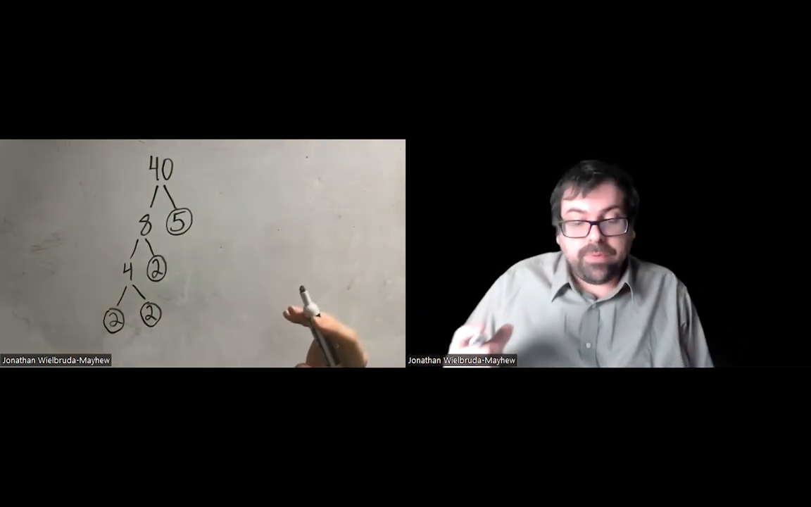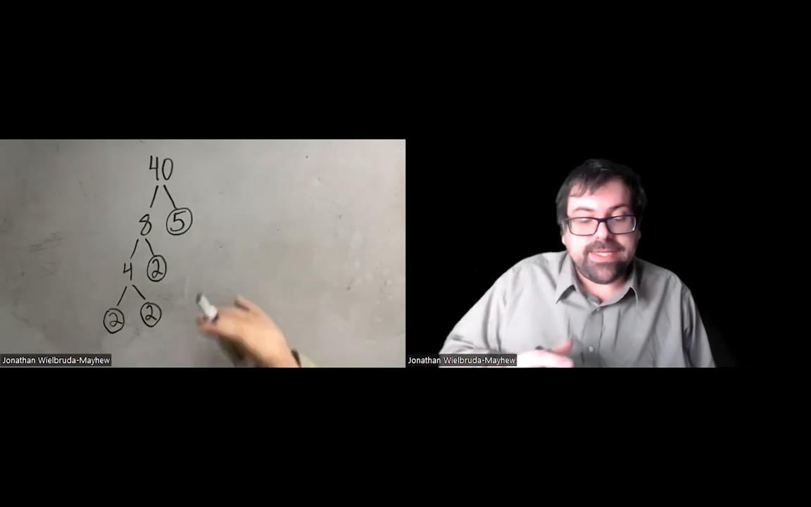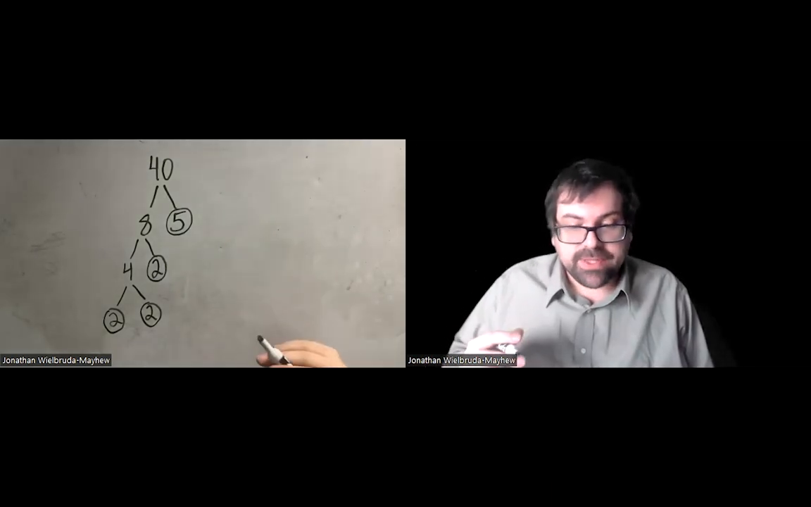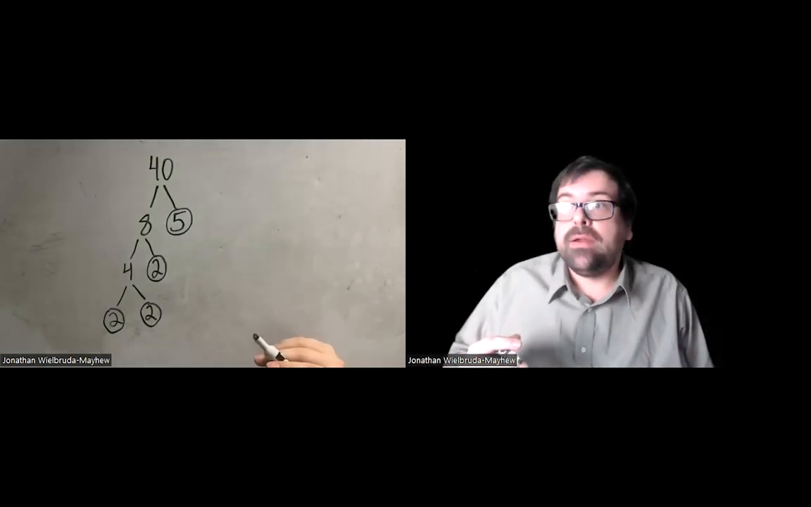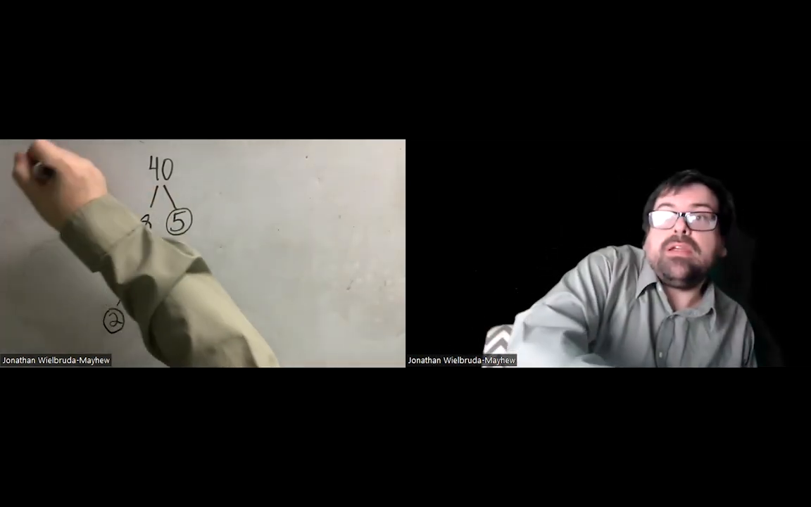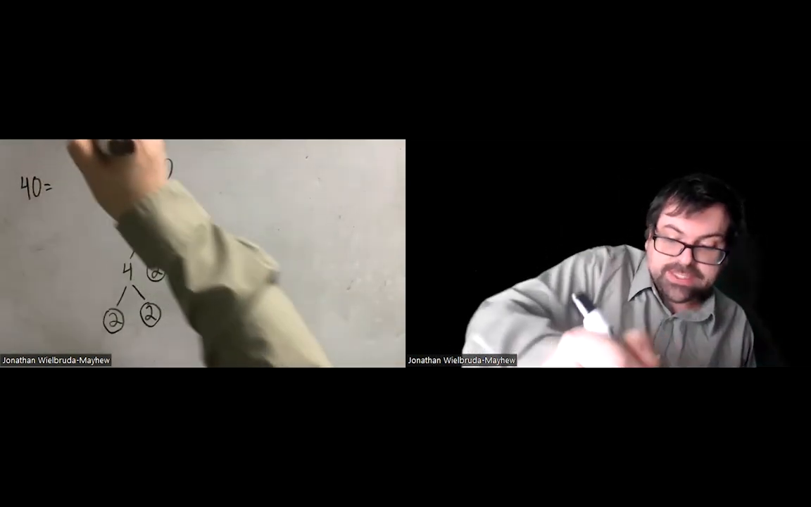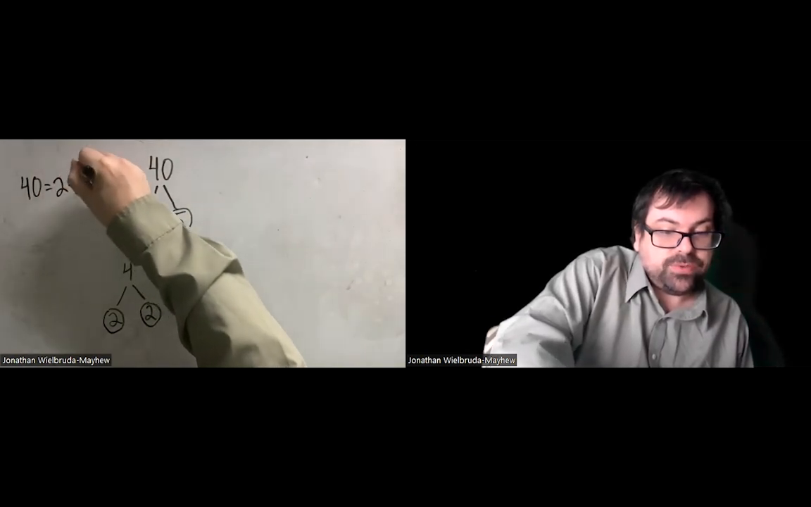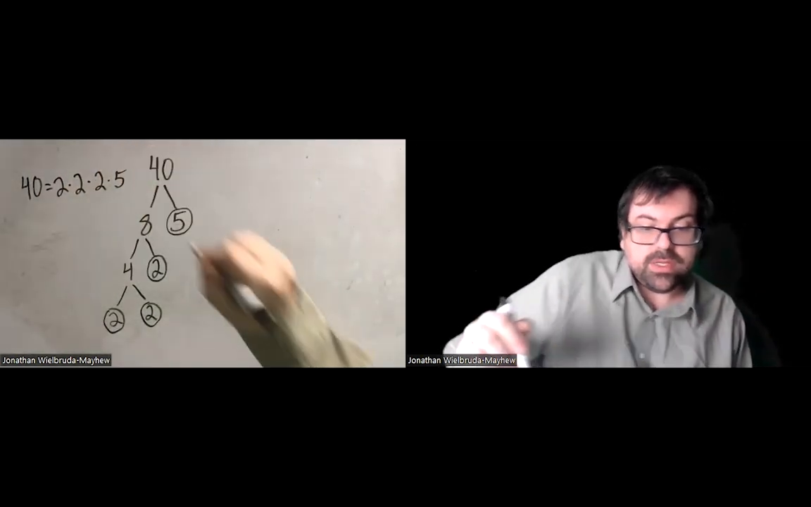Now, the thing about prime factorization is no matter what choices you make along the way, you're going to come up with the same answer. Here we got that 40 is 2 times 2 times 2 times 5.